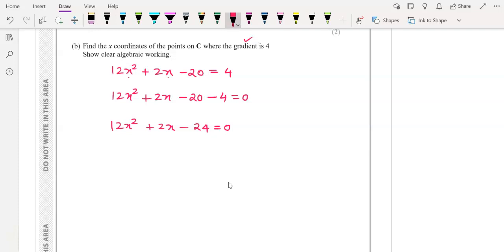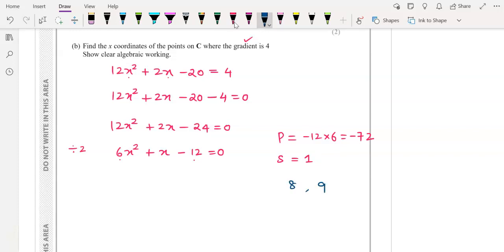So when you simplify, you have 12x squared plus 2x minus 24 equal to 0. Now we see that the coefficients are 12, 2 and negative 24, so I can reduce it, divide by 2. So 12x squared will become 6x squared, 2x will become x, and 24 divided by 2 will become 12, equal to 0. Now you need to factorize this. So the product will be negative 12 times 6, that is negative 72, and your sum is the coefficient of x, which is 1. So I need factors of 72 that give me 1. So 8 times 9 is 72. Okay, and the difference is 1. You want plus 1, so your bigger number will be plus and smaller number minus.